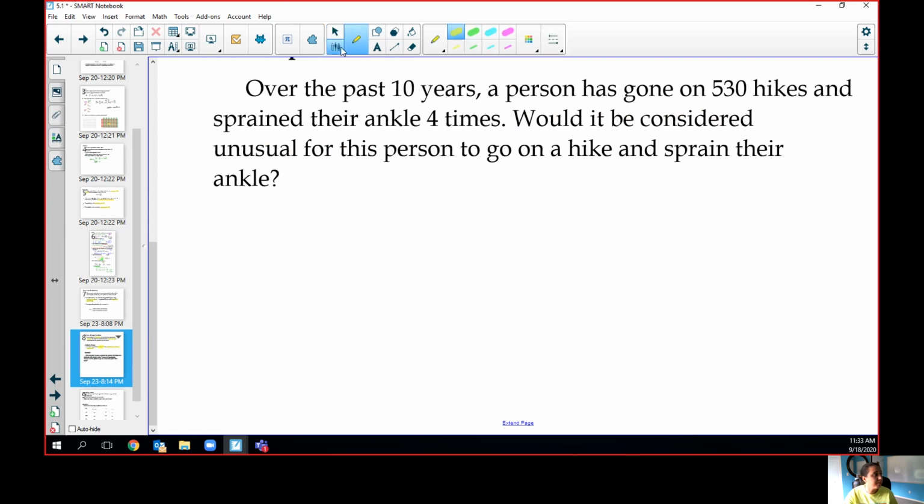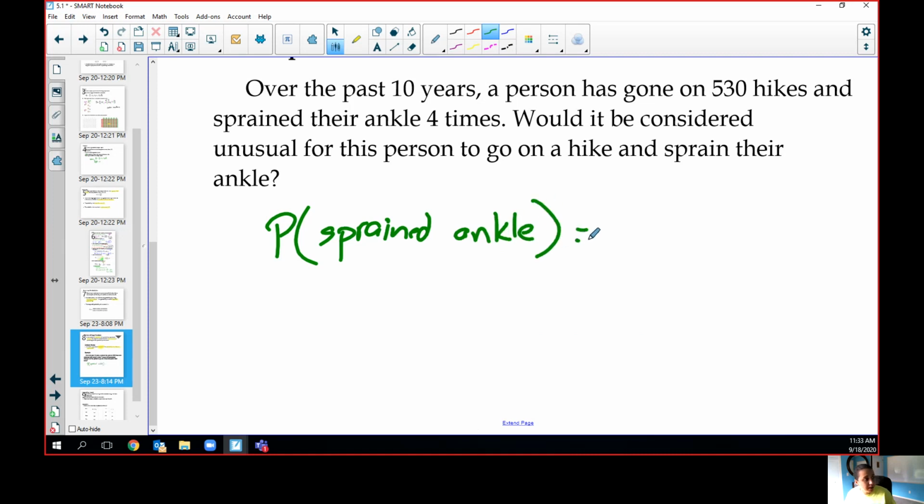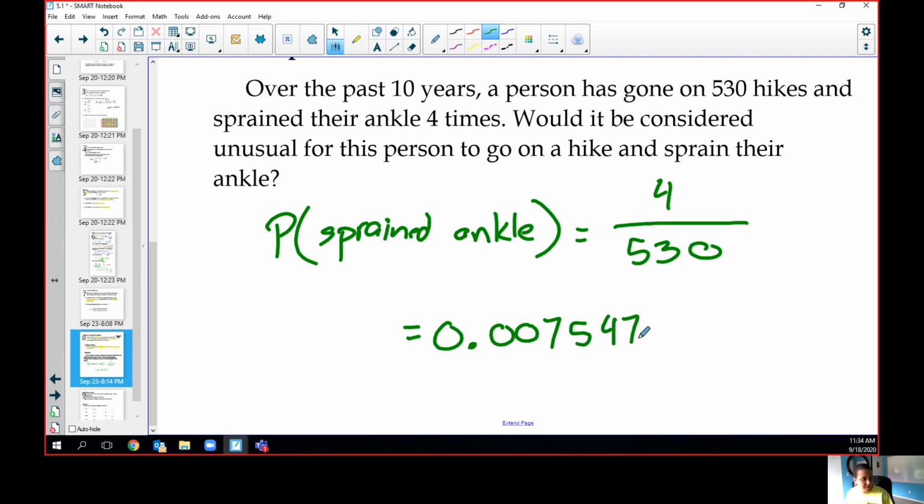So the probability of a sprained ankle will be those 4 times it actually occurred out of the total of 530 hikes. When we put that into our calculator, we end up with 0.007547.